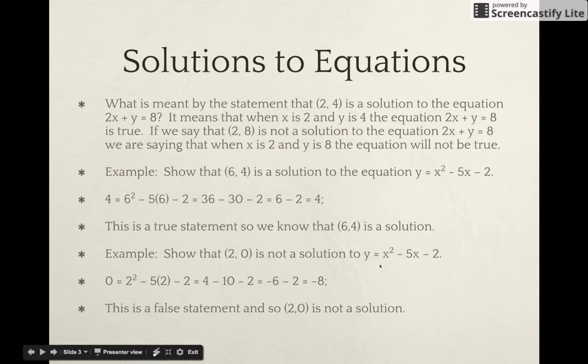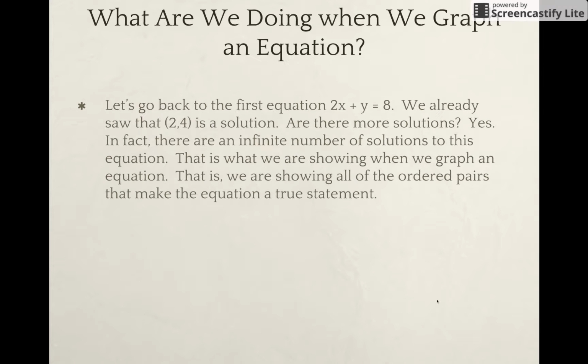Consider the equation y = x² - 5x - 2 again, but now consider the ordered pair (2, 0). When x is 2 and y is 0, we end up getting the statement that 0 is equal to -8. That is not a true statement, and so the ordered pair (2, 0) is not a solution.